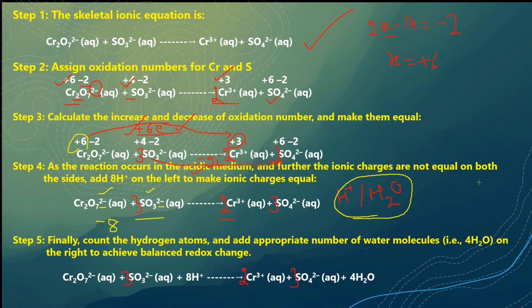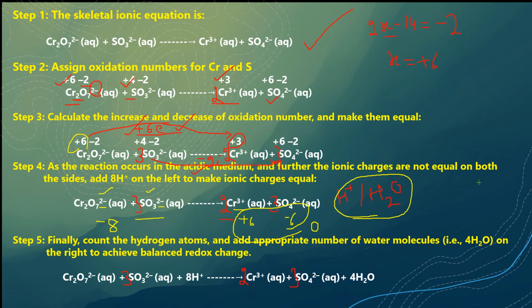On the right hand side, 2 into 3 plus, because there is +3 charge on chromium ion and there are 2 chromium ions, so we have +6, right? And here you have 3 into 2 minus, -6. So net charge +6 and -6 would be 0. If my equation is balanced, the charges should be equal on both the sides. So what will I do?